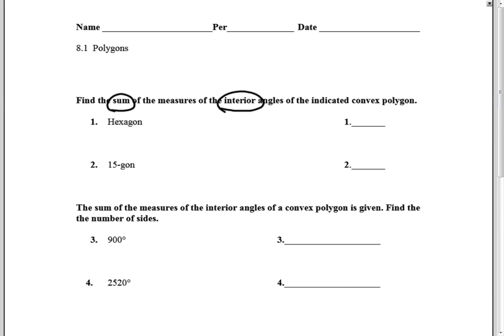You are responsible to know the names of the different polygons up to dodecagon. What's a hexagon? 6. What's another word for sum? Like total? Interior. Side board. What's the only thing we really know about the interior? We know this formula, n minus 2 times 180. So this section is just testing whether you know the names and whether you can use this formula.